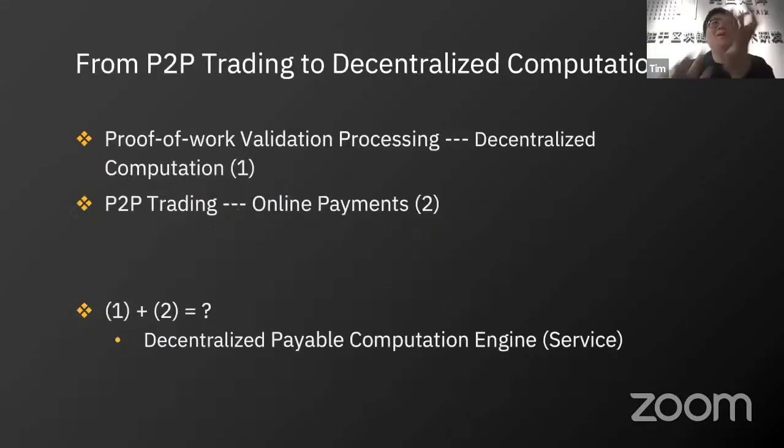So what's more? Beyond this, we can see some potential of the blockchain just from the idea of Bitcoin, right? The first one is this proof of work validation process, which is basically decentralized computation. And the P2P trading, which is basically online payments, right? If we combine these together, we can see that even from the era of Bitcoin, blockchain networks have the potential to become a decentralized payable computation engine or service. So what's a decentralized payable computation engine? It's basically like AWS or GCP or all these cloud service providers.